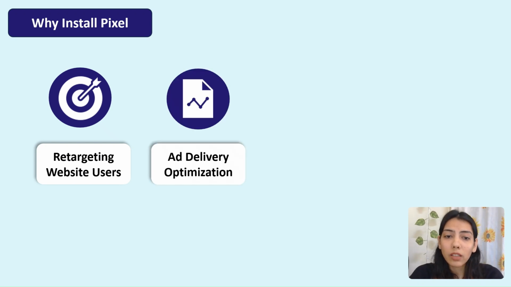Now, another benefit of having a pixel is that it really improves the efficiency of your ads. Over time, it collects enough information about the users who are visiting your website, the kind of action that they're taking on the website. So next time you run an ad, it is able to better predict who to deliver the ads to and get the required action that the ad is optimized for.